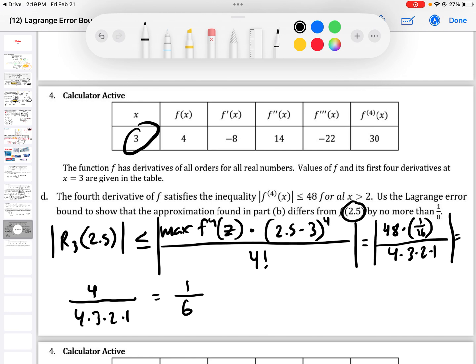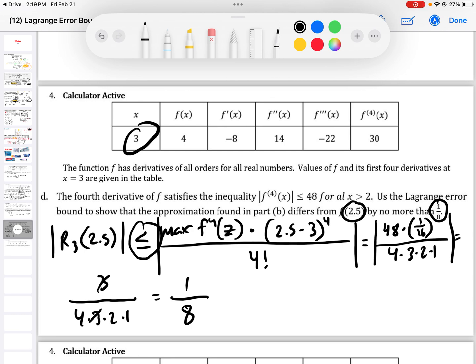Is 1/6 less than 1/8? I don't think so. Did something wrong. This is not good. 48, 4 times 3, 12, 24. 48 divided by 16, is that not 4? Oh, that's 3. All right, so 48 divided by 16 is 3. Okay, I feel better. That would be 1 over 8.